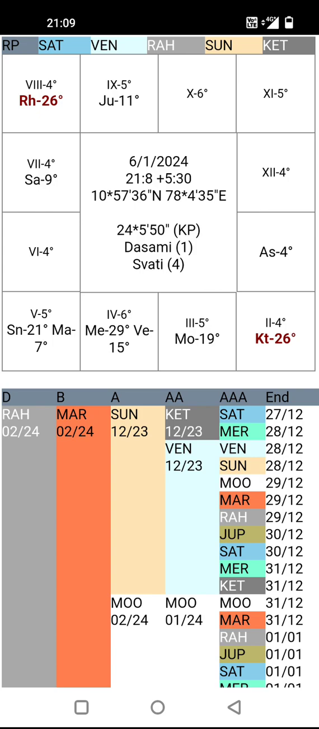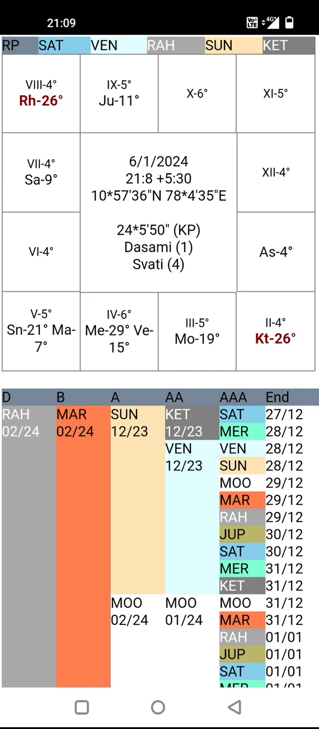Then you have the moon sign. Moon is now transiting on Swati Nakshatra. It's in the sign of Libra. So it's in Swati Nakshatra, going on the fourth pada. If you look, it's written Swati and 4.